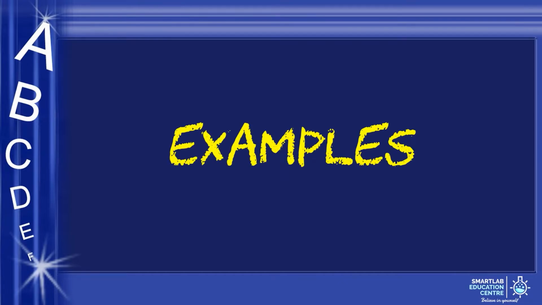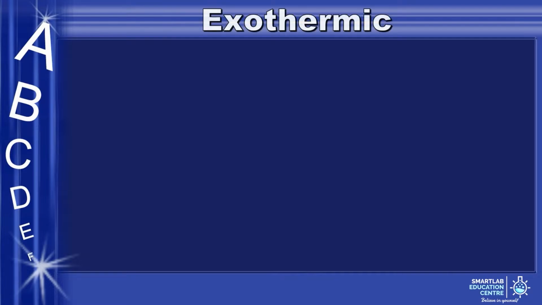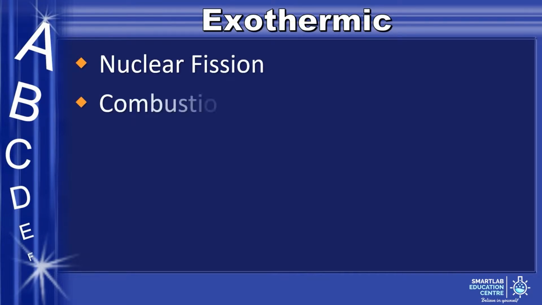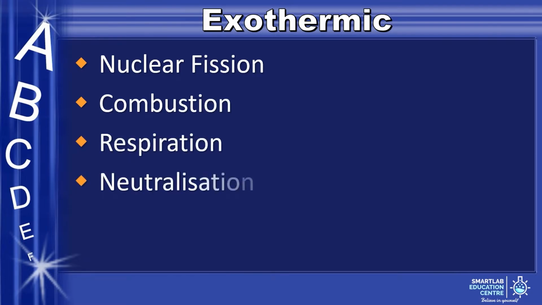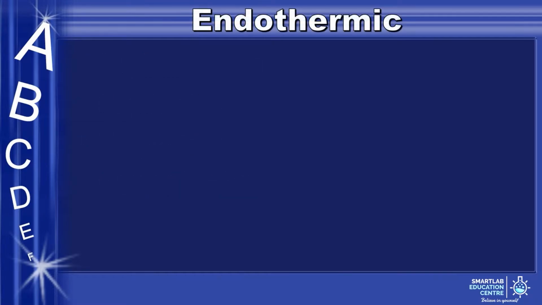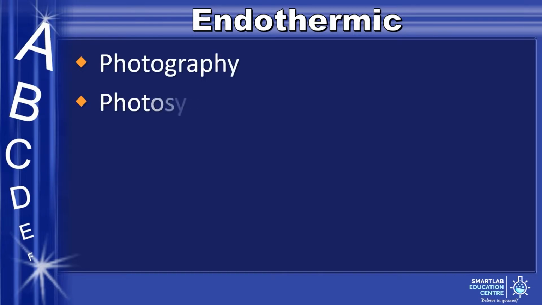Examples. Some examples of exothermic reactions are nuclear fission, combustion, respiration, and neutralization. Some examples of endothermic reactions are photography, photosynthesis, and decomposition of compounds.